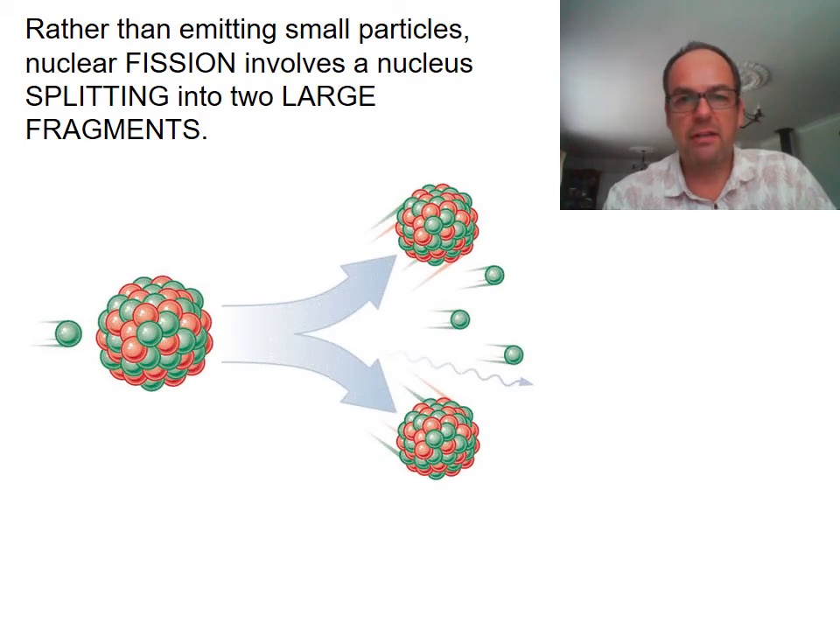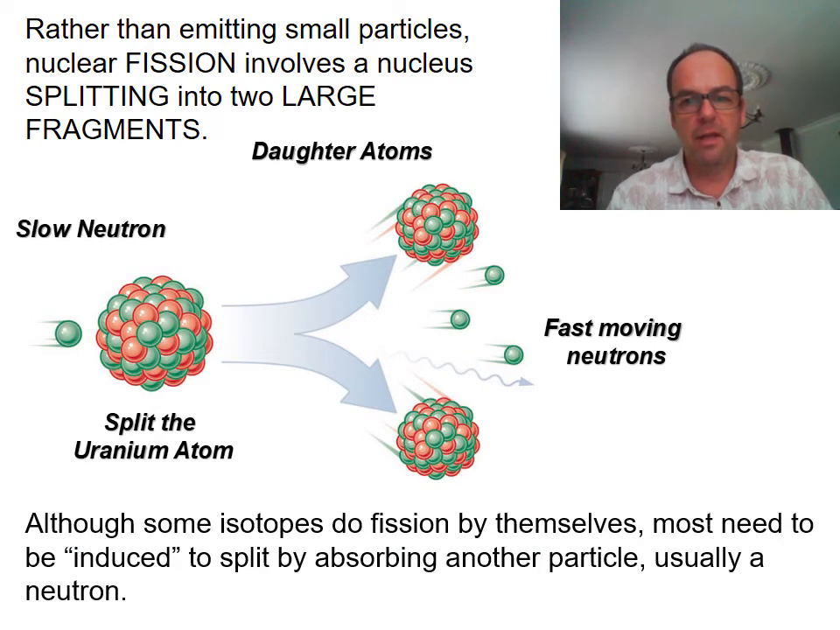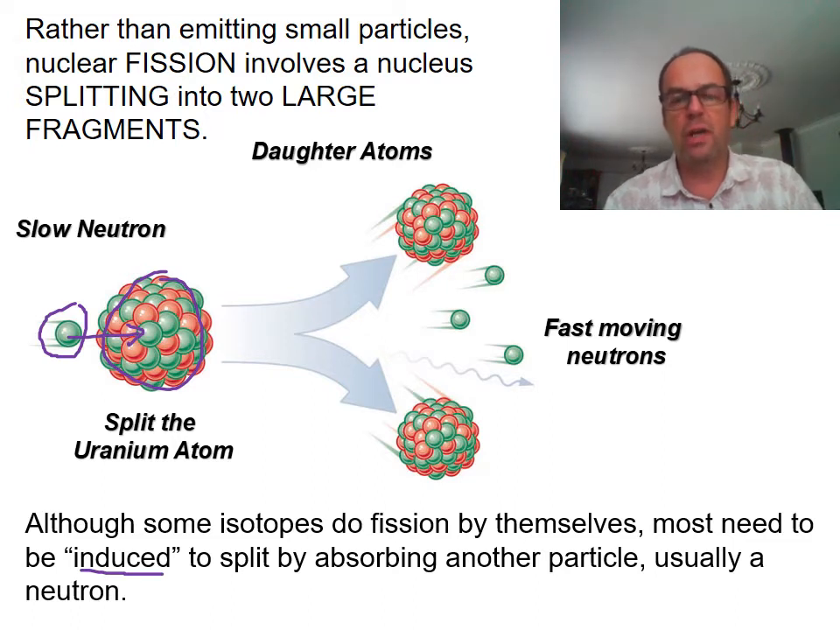So let's have a look at this graphic here, and I want to just explain one or two things about this to you. Looking at this, we can see a slow-moving neutron, and we need a large nucleus of uranium. So in order to make fission happen, you've got to fire a slow-moving neutron at the uranium. It's got to be slow-moving, and we say that fission is induced. What does that mean? It means that it won't happen naturally by itself. We have to make it happen. We have to fire a slow-moving neutron at the uranium to cause fission.